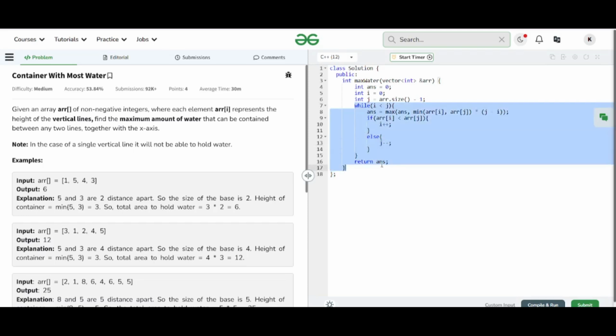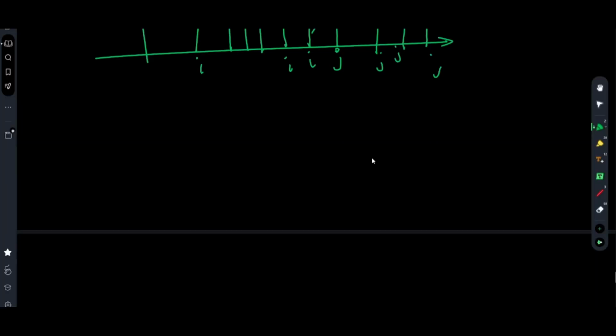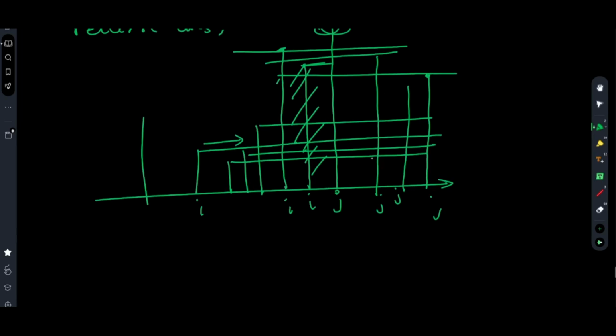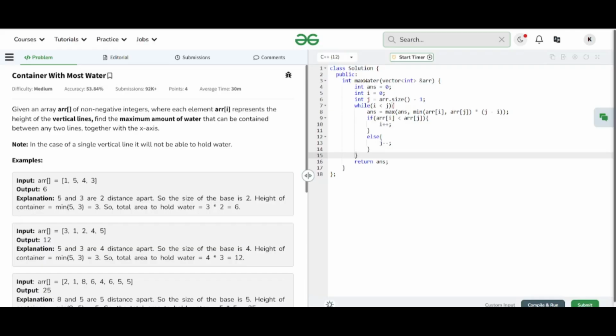And this thing ends when i becomes greater than j, and at the end return ans. Or i becomes equal to j. If i becomes equal to j, see, this condition is lesser, so i comes to j. Then this is a vertical. It cannot store water. It doesn't have any width. In this case, the width becomes 0, and thus no water can be stored. And if i is greater than j, there is no point in considering this, because no water can be stored. And if i is greater than j, there is no need. I will return the answer.